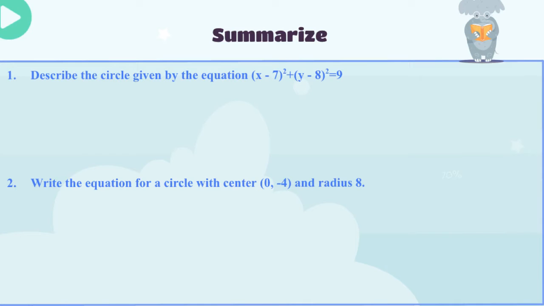Describe the circle given by the equation (x - 7)² + (y - 8)² = 9.